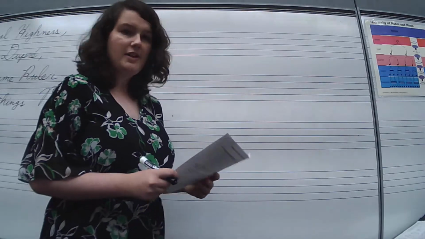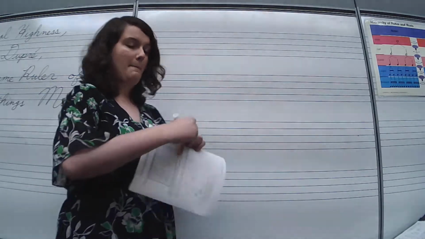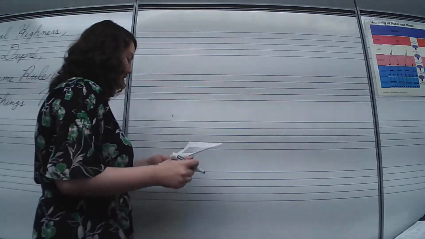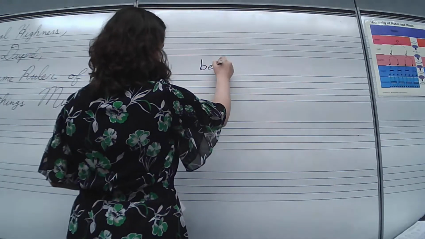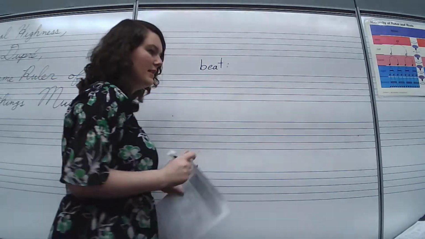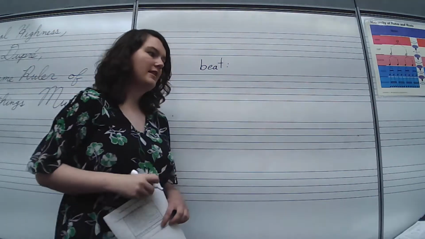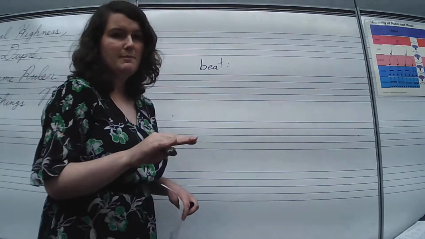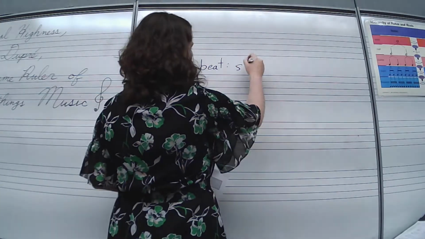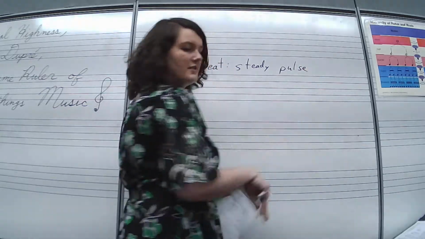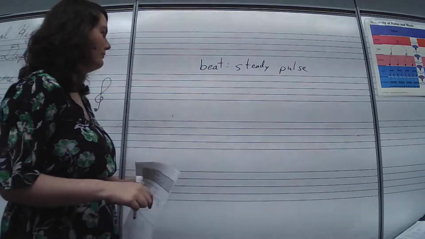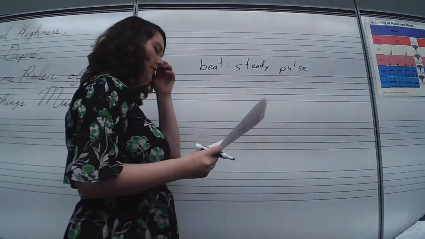All right, we're on chapter 3, basic rhythms. So, first thing, what is a beat? A beat is going to be a steady pulse which underlies the music. So, steady pulse. You can just leave it at that, that's fine. Beat is a steady pulse.